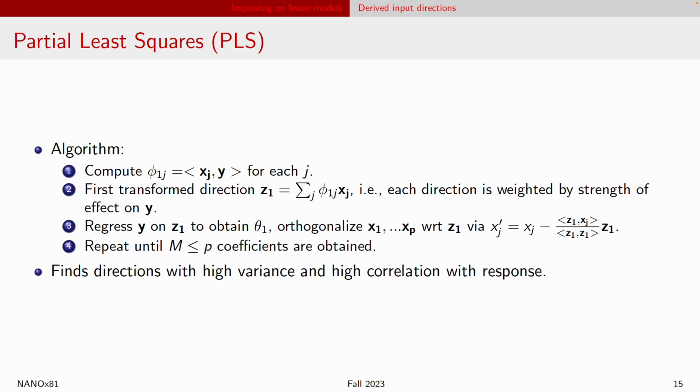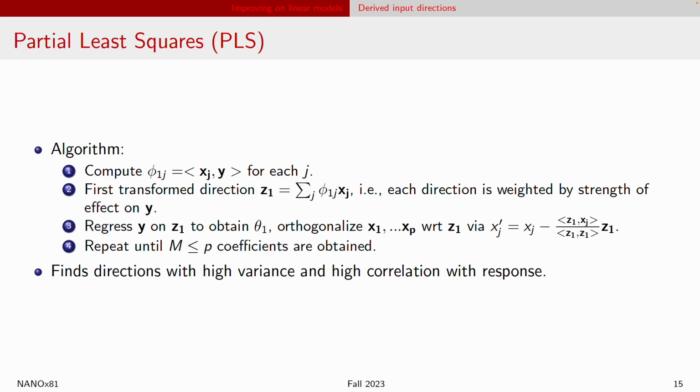Now, what you would then do is regress your y on your z of 1 to obtain your first coefficient theta 1. Then you orthogonalize the rest of your vectors by subtracting out the projection of each of your input directions x of j on z of 1. And then you go back to the start and keep repeating that process until you get whatever number of directions you choose.